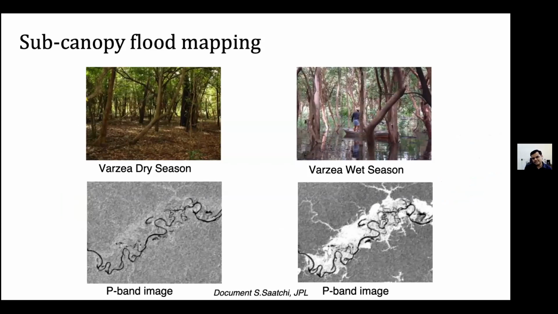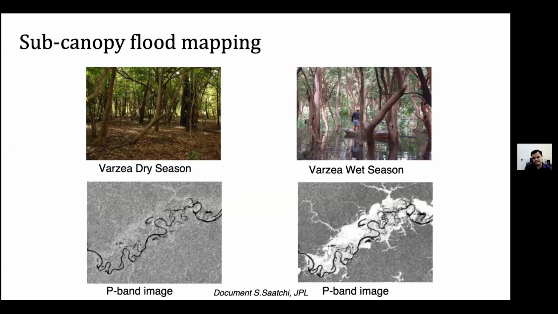Since SAR data penetrates through the vegetation and is sensitive to dielectric changes, it can be used to measure sub-canopy flooding. Sub-canopy flooding is very common in peat forests, let's say in the Sundarbans or in Malaysia and Indonesia. And these are not easily visible using optical data because the canopy blocks.